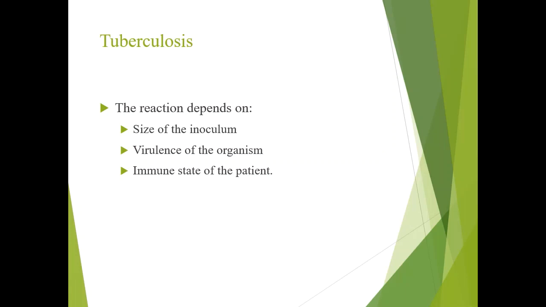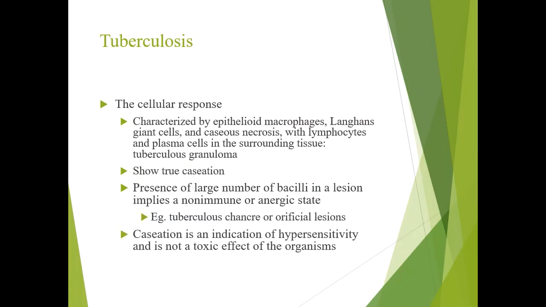The cellular response is characterized by epithelioid macrophages, Langerhans giant cells, and caseous necrosis with lymphocytes and plasma cells in the surrounding tissue, forming a tuberculous granuloma. They show true caseation. The presence of a large number of bacilli in the skin implies a non-immune or anergic state, like tuberculous chancre or orificial lesions. Caseation is an indication of hypersensitivity and not the toxic effect of the organism.